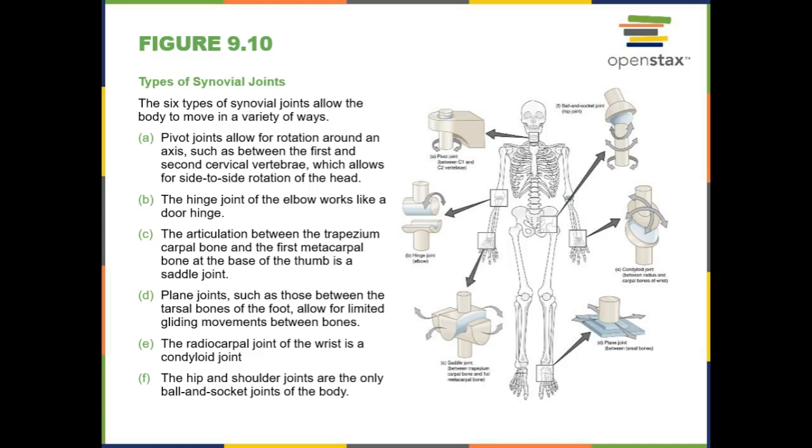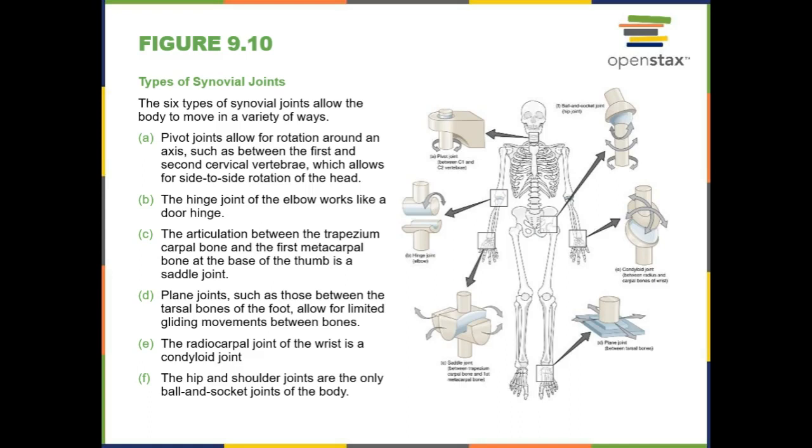A planar joint is a joint that allows for gliding movements between bones. Planar joints are found between the carpals of the wrist and the tarsals of the ankle region.